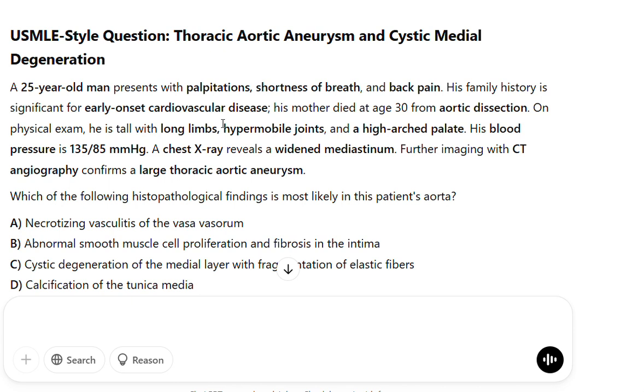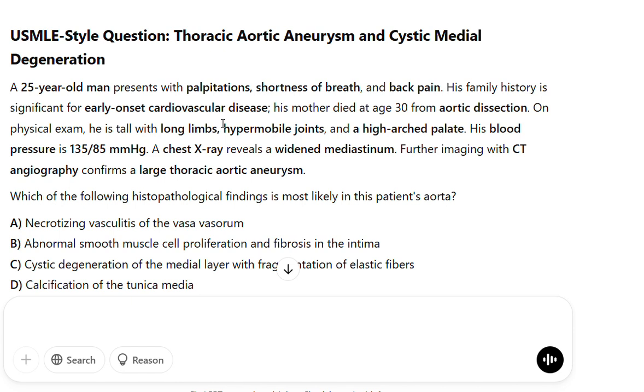On physical exam, he is tall with long limbs, hypermobile joints, and a high arched palate. His blood pressure is 135/85 millimeters of mercury. A chest X-ray reveals a widened mediastinum. Further imaging with CT angiography confirms a large thoracic aortic aneurysm. Which of the following histopathological findings is most likely in this patient's aorta?